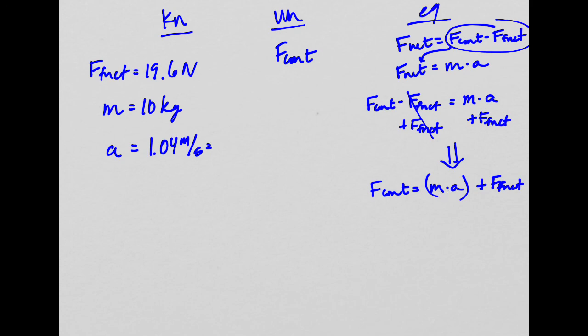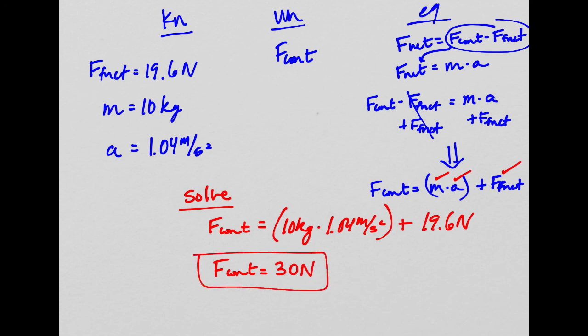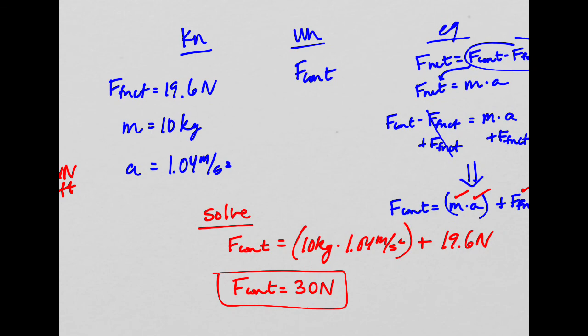Let's go over here. Use a different color. We have mass, we have acceleration, we have friction force. Now we can plug everything in and we can solve. So my contact force equals my mass of 10 kilograms times my acceleration that I solved for earlier plus 19.6 newtons. When I plug all of this in, I get a contact force equal to 30 newtons.